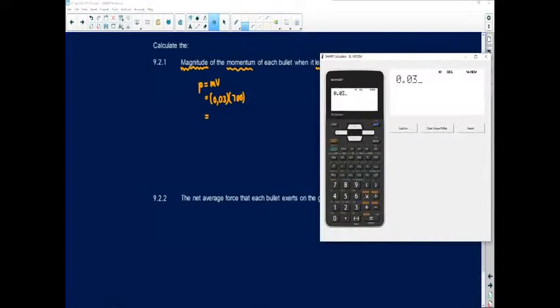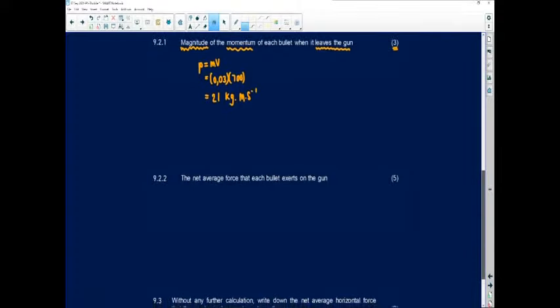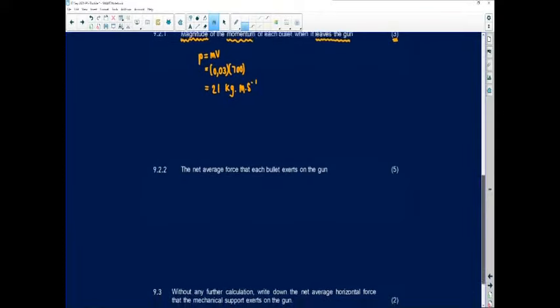So that's 0.03. Multiply that by 700. So I therefore get 21. So the momentum will be 21. Remember, the SI unit for momentum is kg, because there's mass, dot, then meters per second, because then we've got velocity. And therefore, there it is. That's just for 3 marks. This is a very easy one. Very rare to find a question this easy, actually.